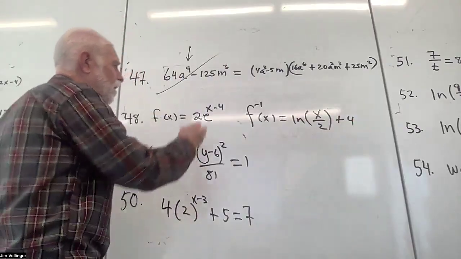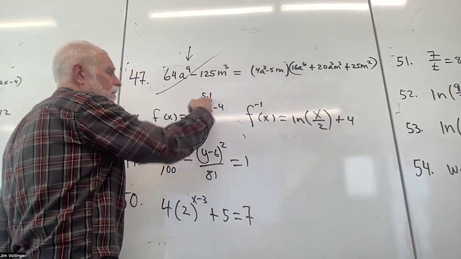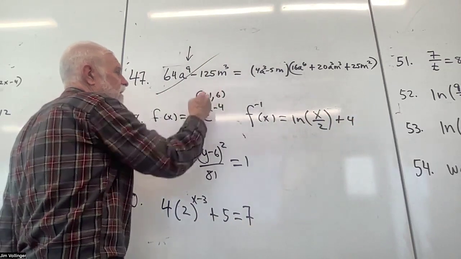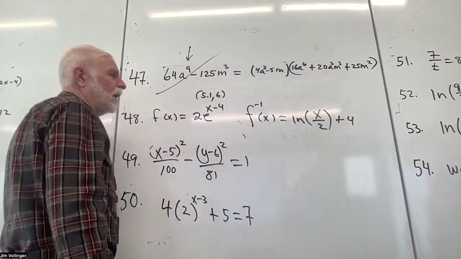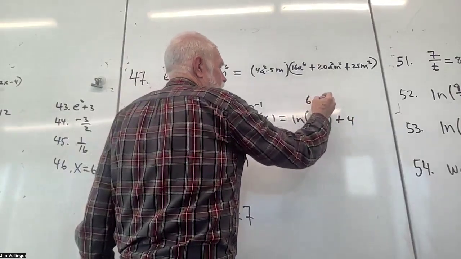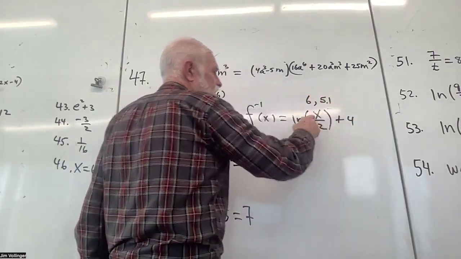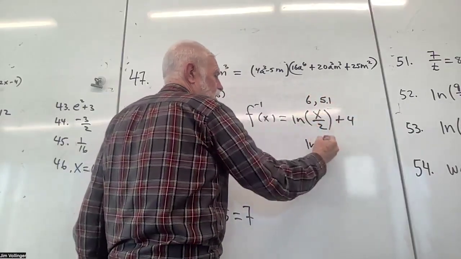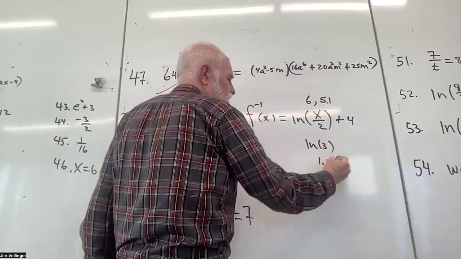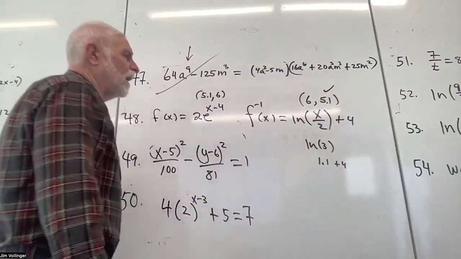What's the easiest number to plug in? I like 5.1 here. It gives me e to the 1.1, which is 3, times 2 gets me 6. So 5.1 gets me approximately 6. Therefore, a 6 should approximately get me 5.1. 6 divided by 2 is 3. The ln of 3 is 1.1, plus 4, 5.1. There's the inverse. Move on.